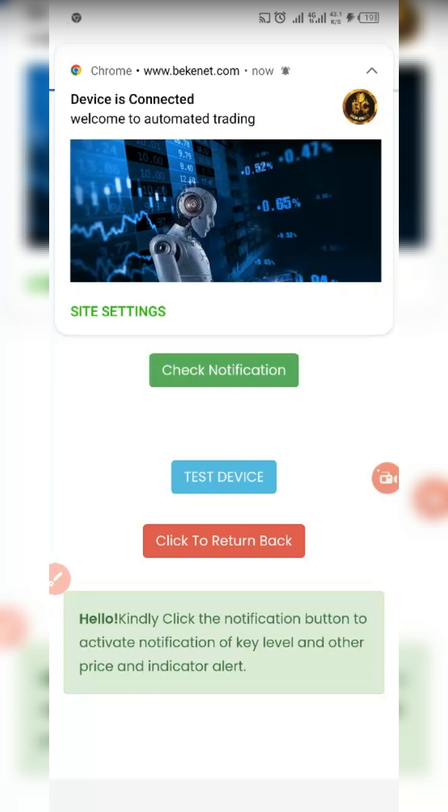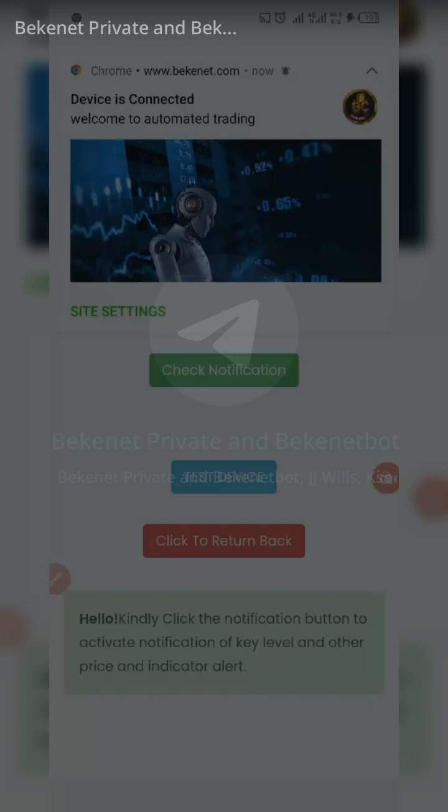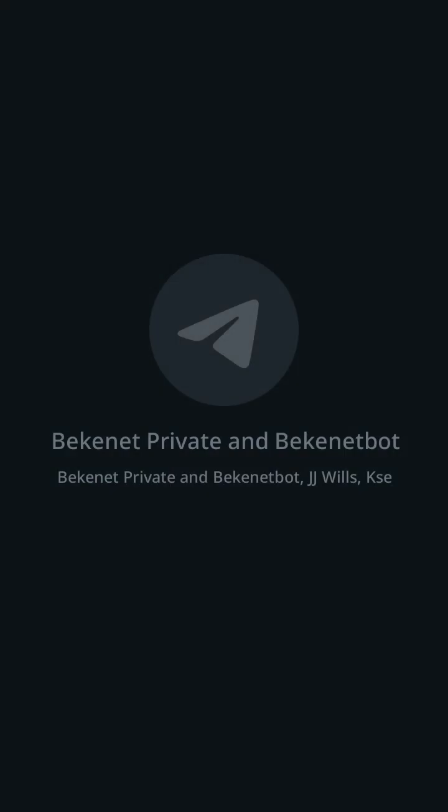So long as you have a Chrome browser on it, both on your iPhone and Android, once you receive this, you can program anything. Even if your SMS is not working, you can use this one. It's the same thing. This one is free of charge. SMS will charge you. Do you understand? So that's right. You see, device is connected. Welcome to automated trading. So I have connected my device 100%.